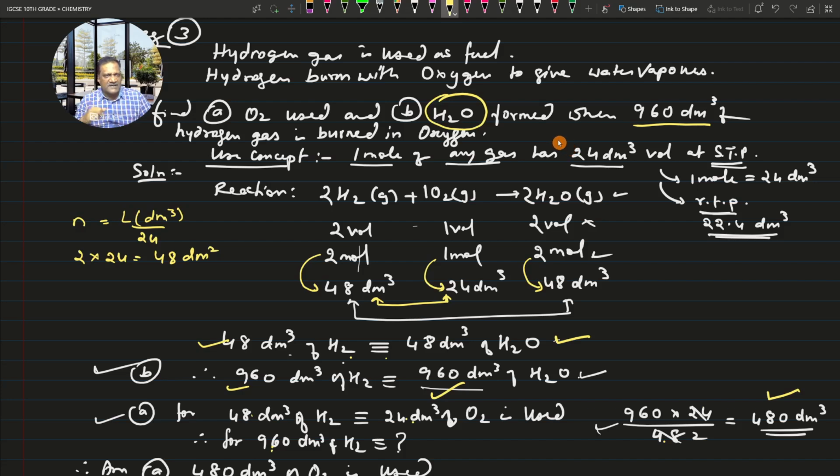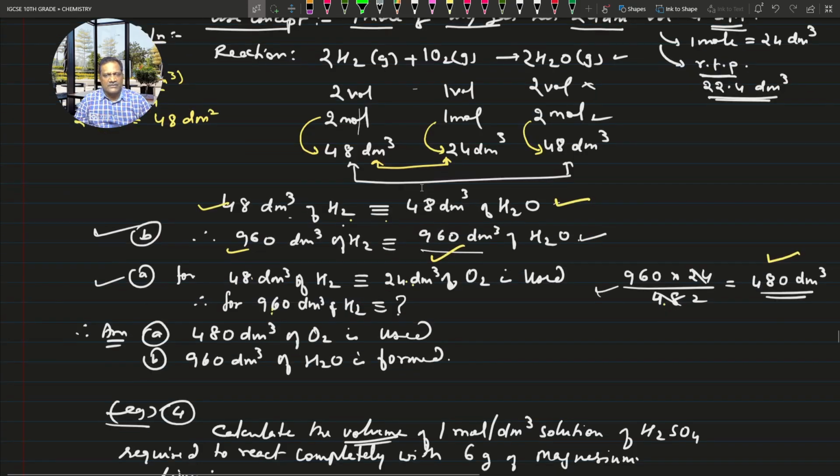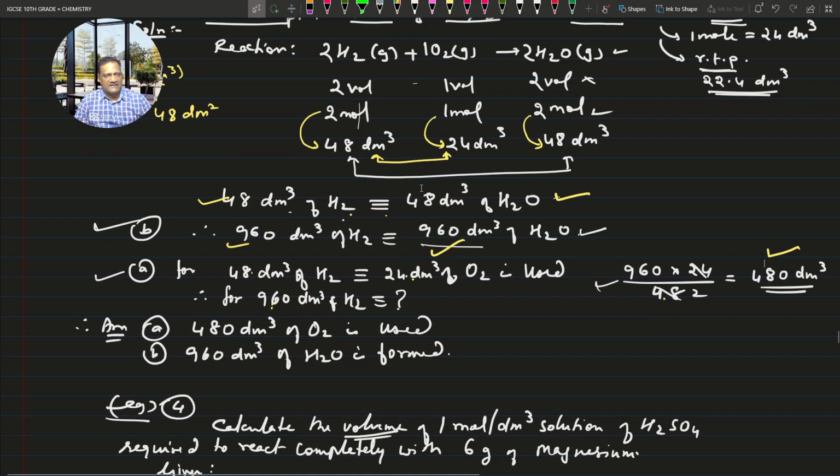Okay. So this is the way you have to deal with this type of questions where they have asked you to find out certain things and they have provided you with a chemical equation. So that was the answer. I've written your answer for A is 480 decimeter cube of oxygen and 960 decimeter cube of water vapor is formed. Right. So that's with this example number 3.